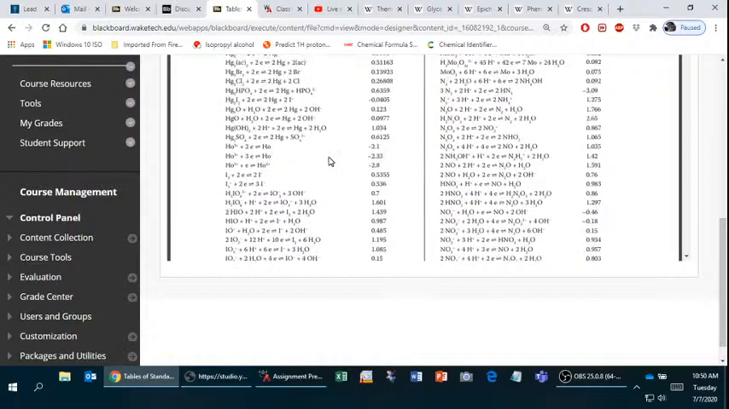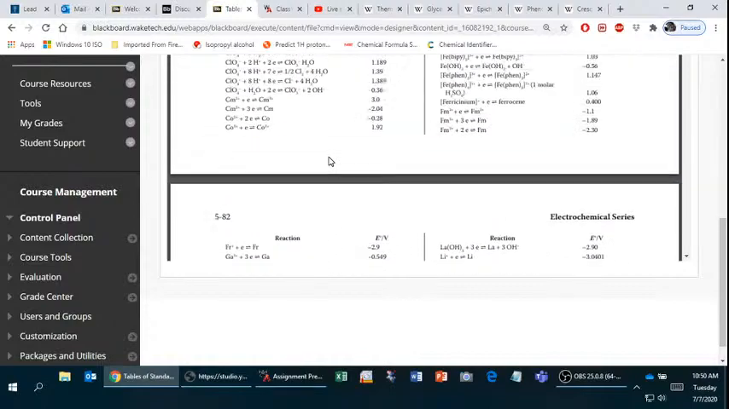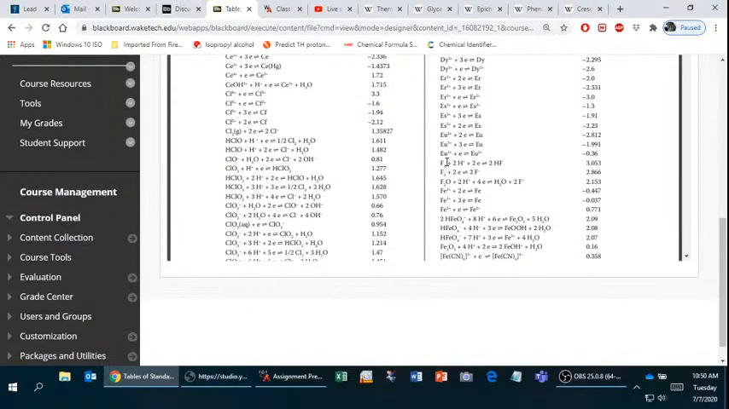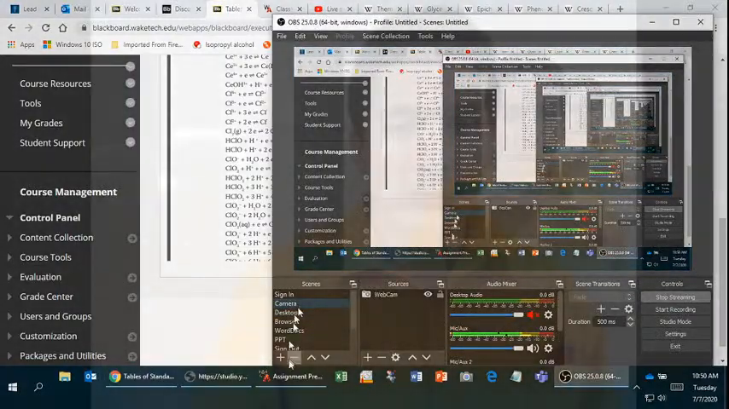If we look at something like fluorine, fluorine going to fluoride, that reduction reaction is 2.886 volts. The oxidation in that case would be negative. So it really depends on where you are on the periodic table.